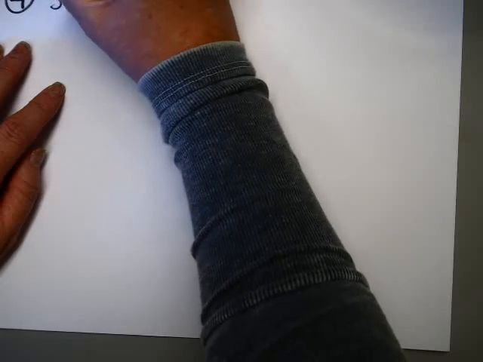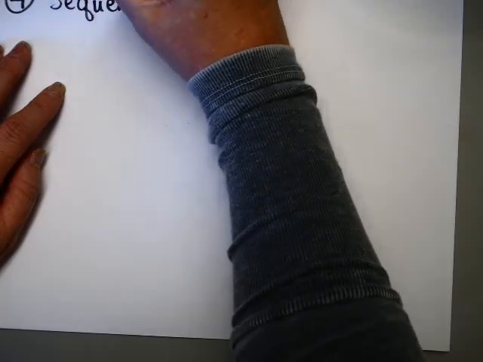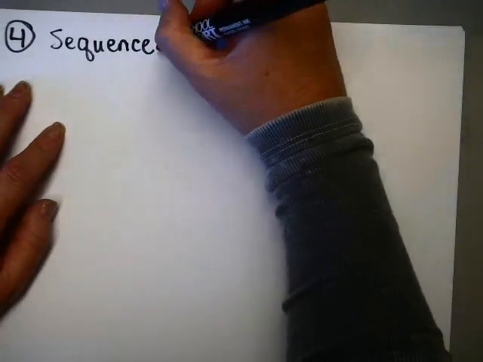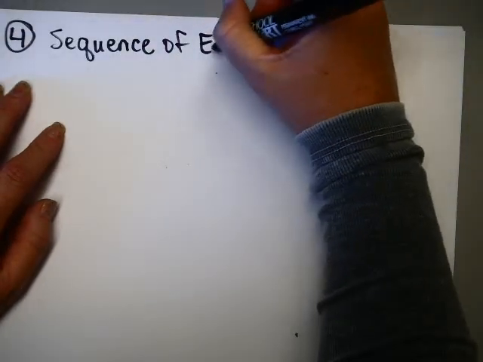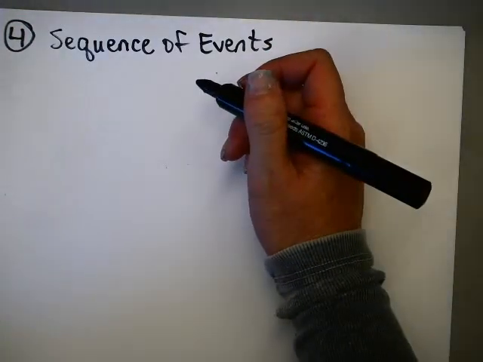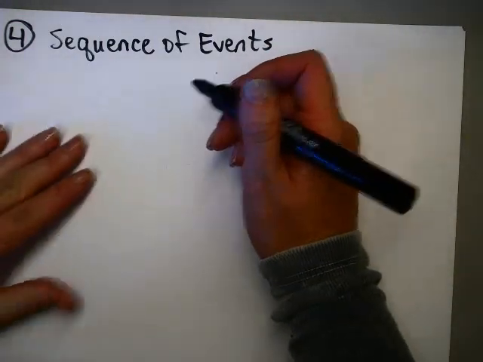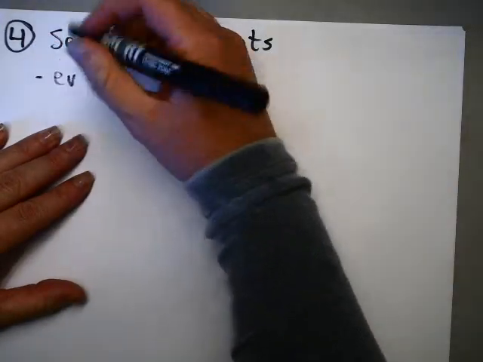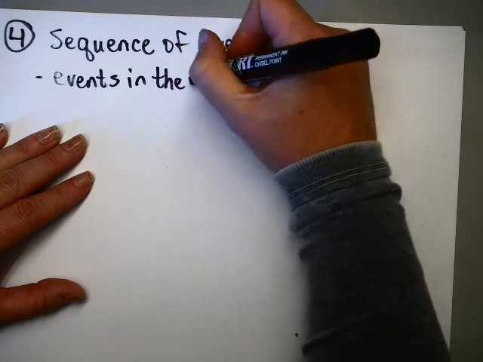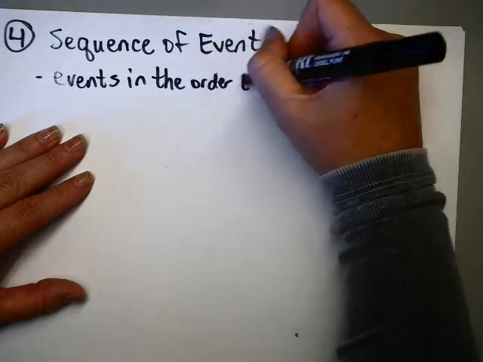Number 4. What about sequence of events? Are you friends with a timeline? You like things in a nice, neat order? You're going to like this one. Sequence of events. Okay, so this one is all about organizing the events in the way that they actually happen. So events in the order they happened, or the order that they occurred.